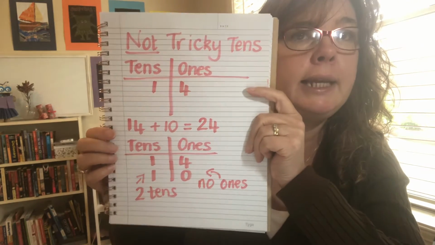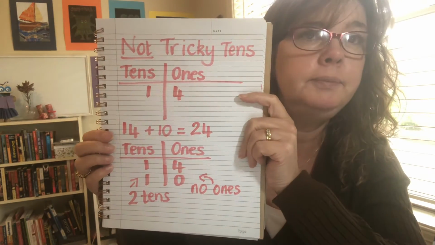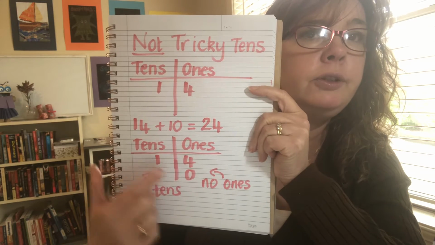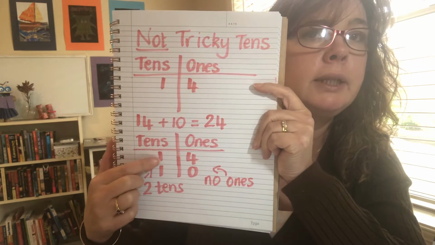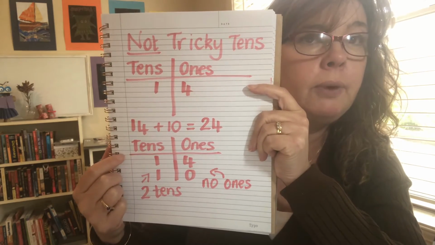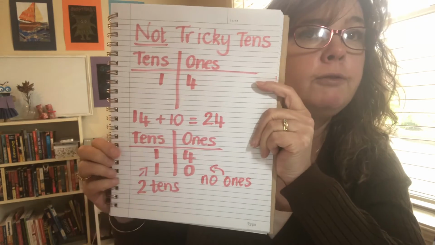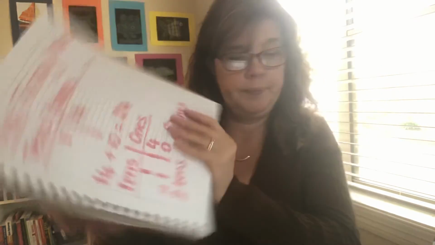Now if we needed to add 20 to 14, then this would be a 2, and this is still a 0. So 2 plus 1 would equal 3 tens, which is 30, we would still just have 4 ones, so the answer would be 34. Okay.